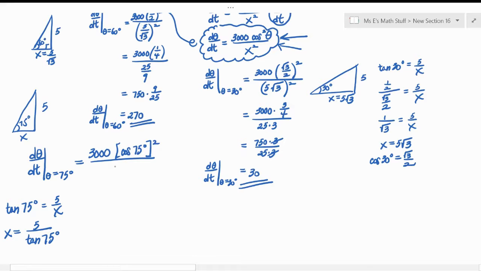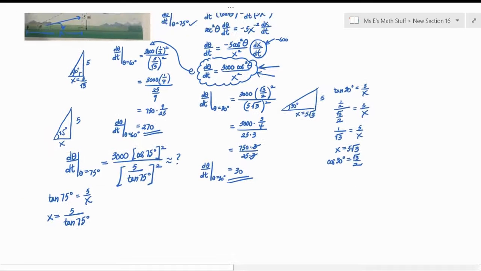Whatever you get, that's what you would square down here. And then you get some fun number, which is approximately equal to something. I don't have my calculator with me, so you'll have to trust that you can do that.